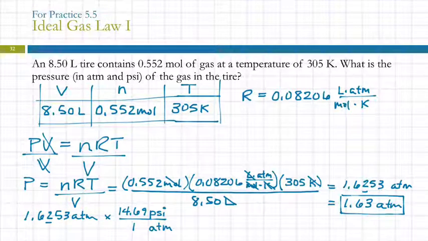For pressure unit conversions, we can always do this in one step. So don't try to make it too difficult. It's just a one-step deal. So I've got my 1.6253 times 14.69. This will also have 3 sig figs.